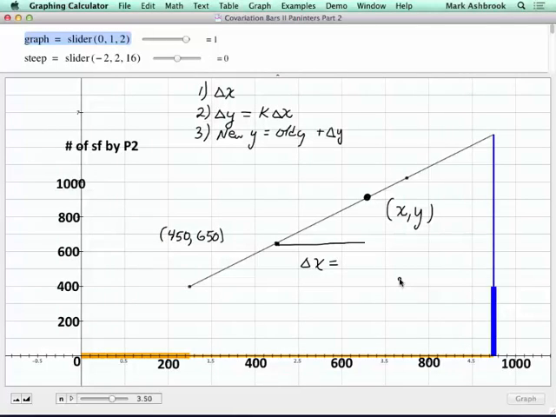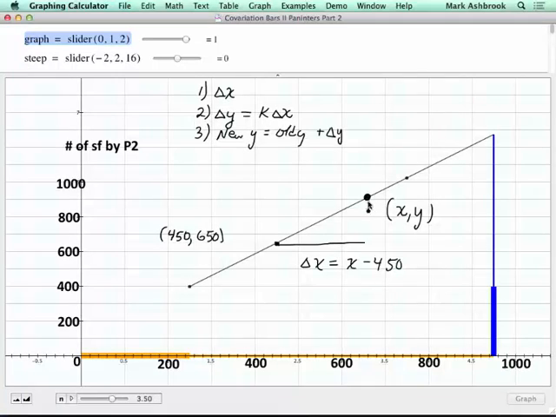So what was the change in x starting at 450 and ending at just arbitrarily x, any x? Final value minus initial. X minus 450. Does it make sense? That point, x y, could be any point I want, and so it represents every point on the line. Okay? What do we do next?